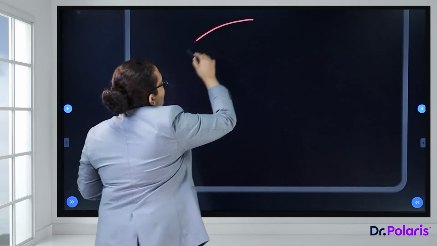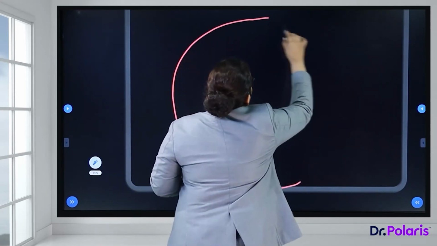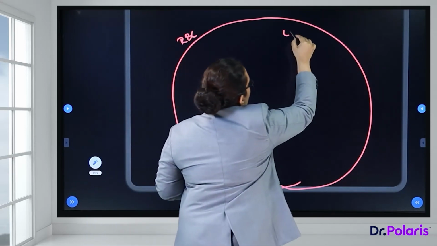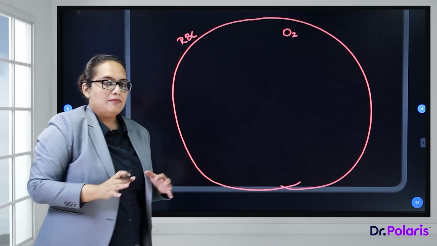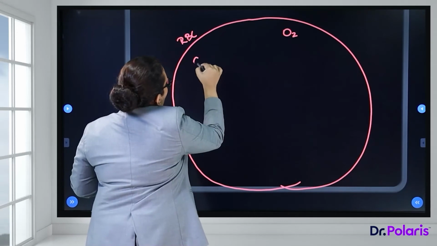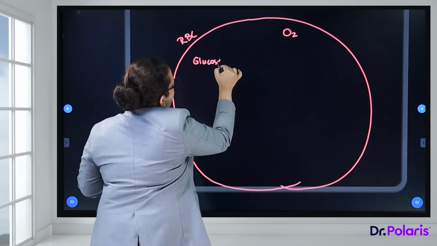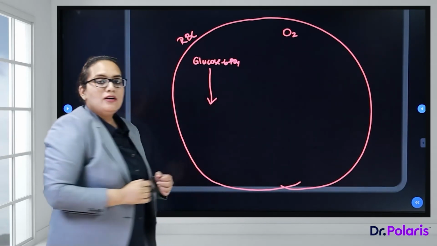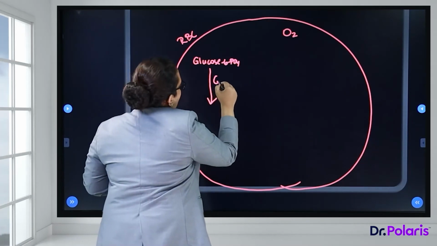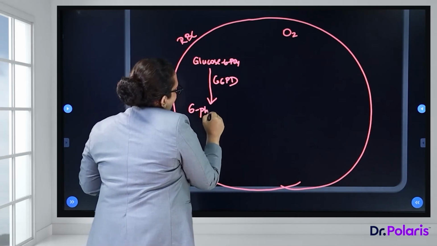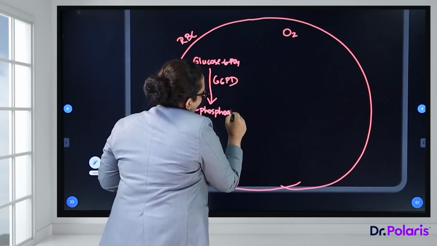So I'll just show you what really happens in an RBC, especially in a G6PD deficiency. So imagine this is an RBC and you have oxygen present in the RBCs. Now, in an individual with G6PD deficiency, this reaction won't occur, where glucose 6-phosphate is converted by glucose 6-phosphate dehydrogenase to 6-phosphogluconolactone.